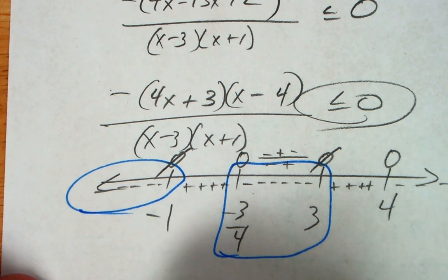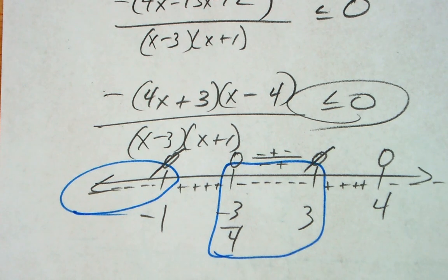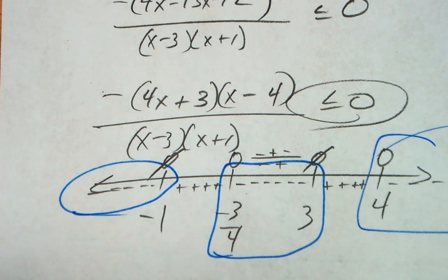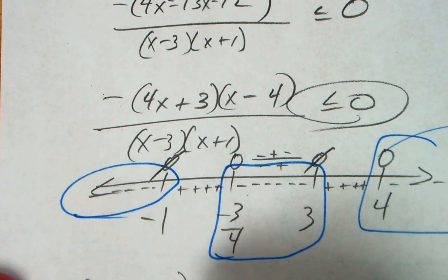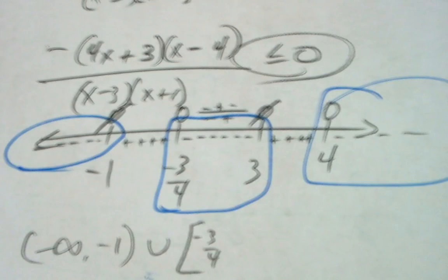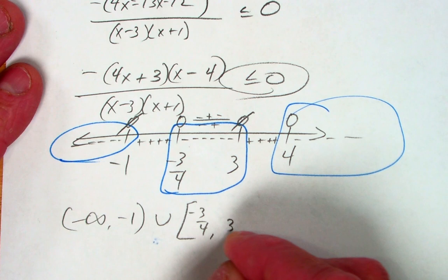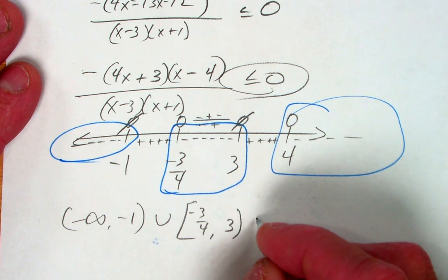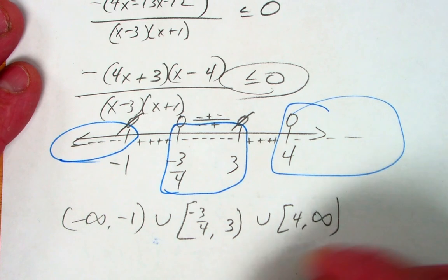Negative infinity. Oh, yeah, I'm sorry. Good catch, guys. Negative infinity and negative 1, parenthesis, parenthesis, negative 3/4. Yep, sorry. I need to just go ahead and zoom this out. Negative 3/4 and 3, parenthesis, union, 4 to infinity.